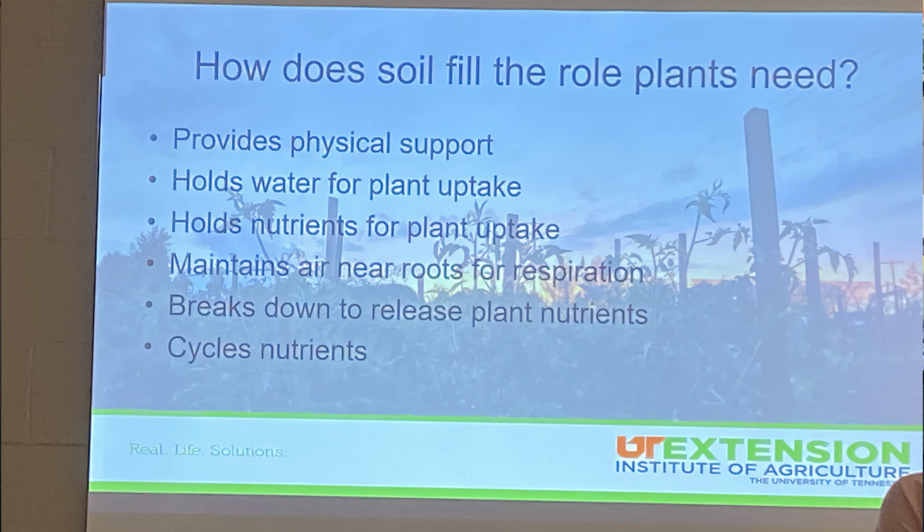How does soil fill the role plants need? It provides physical support, holds water for plant uptake, holds nutrients for plant uptake, maintains air near roots for respiration, breaks down to release plant nutrients, and cycles nutrients.